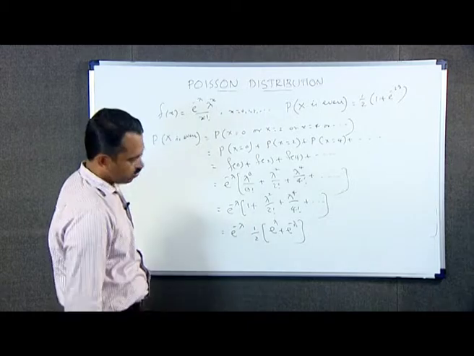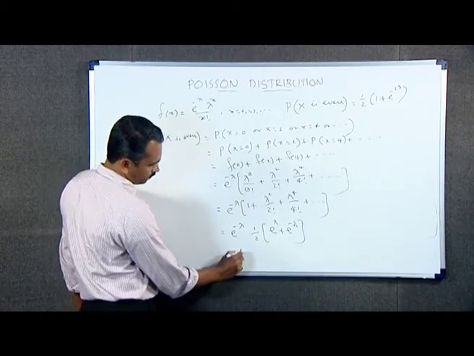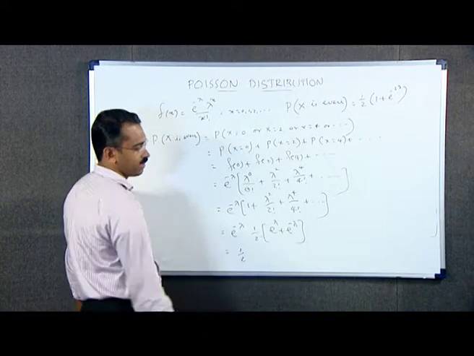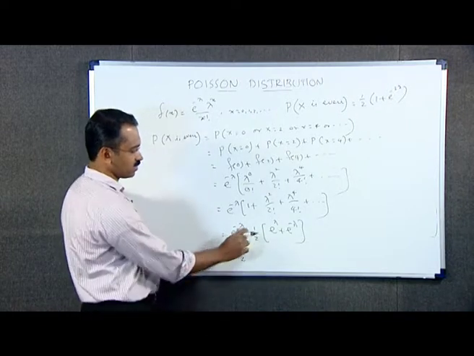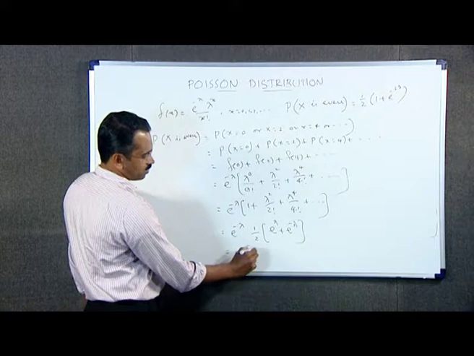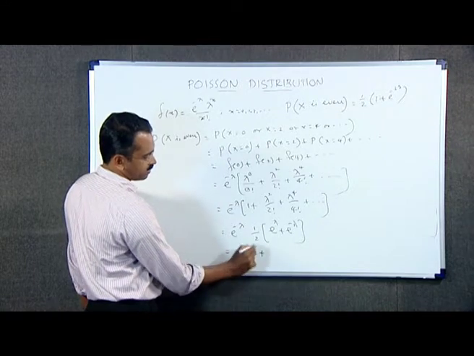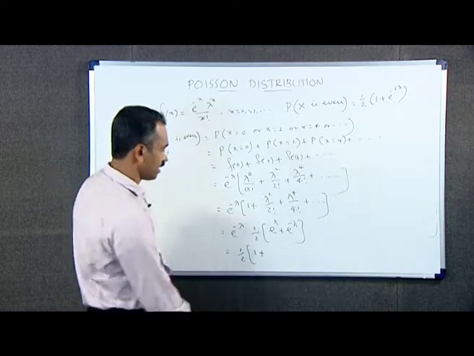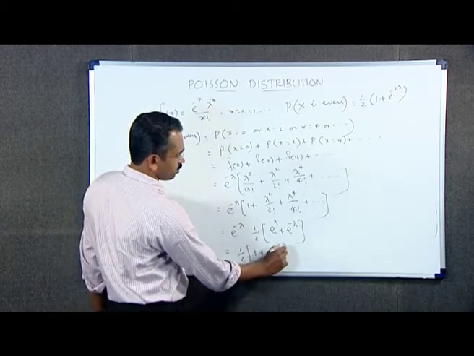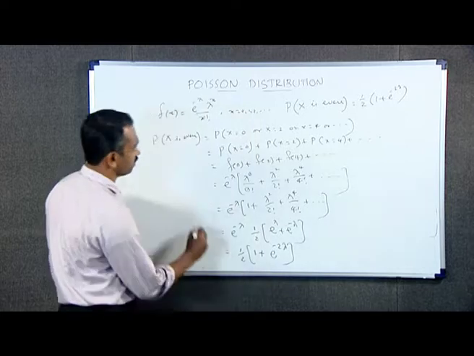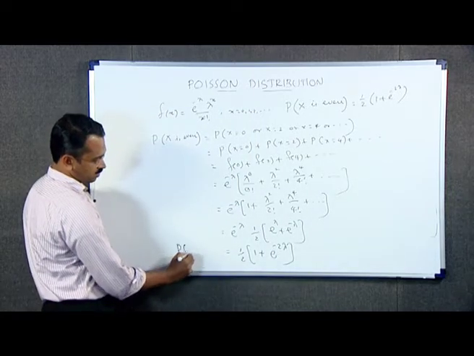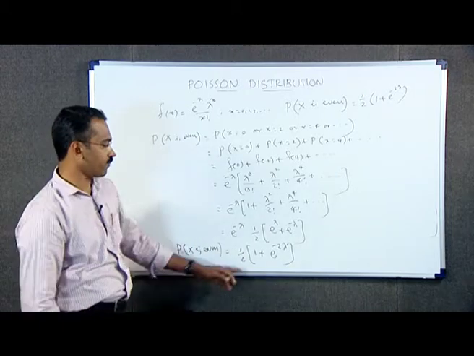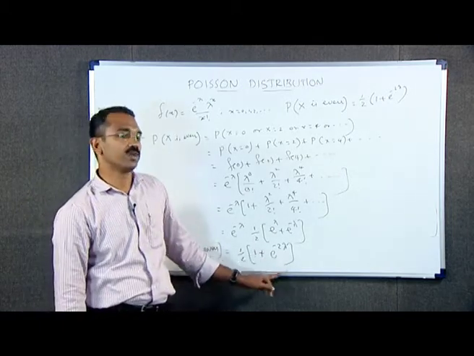That is equal to 1 by 2 into e raised to minus lambda into e raised to lambda is e raised to 0, that is 1, plus e raised to minus lambda into e raised to minus lambda is e raised to minus 2 lambda. That is, the probability that x is even is equal to 1 plus e raised to minus 2 lambda divided by 2.